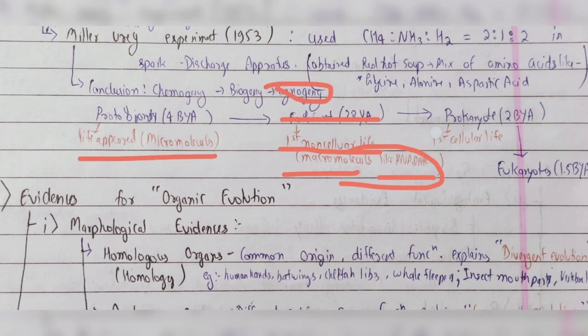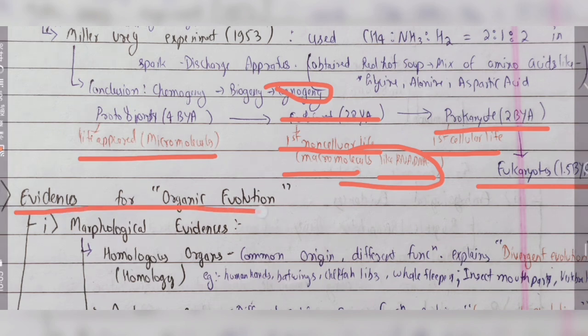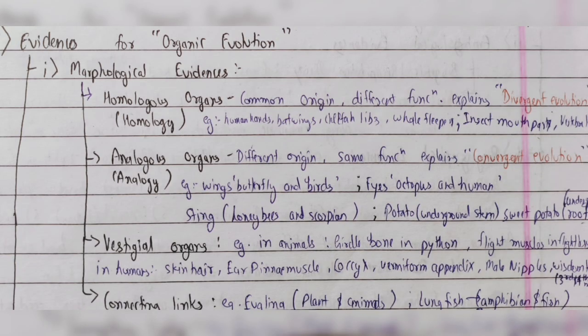Then after eubionts, next in line came prokaryotes around 2 billion years ago, and they were the first cellular form of life. Then the first proper life that we call today, or eukaryotes, came about 1.5 billion years ago. Now let's move on to the next major topic, which is evidences of organic evolution. Evidences of organic evolution are on 5 different levels.